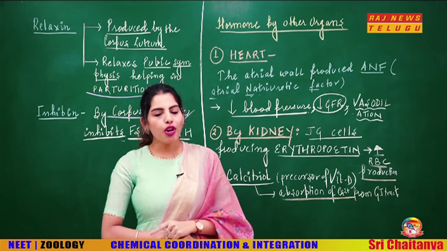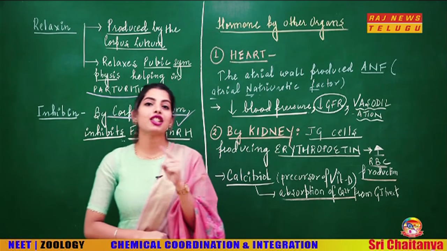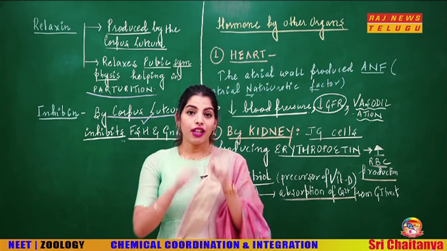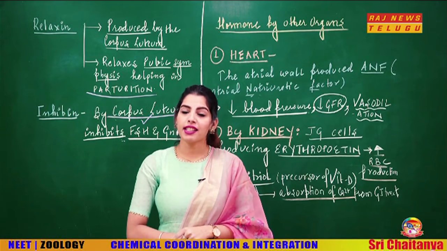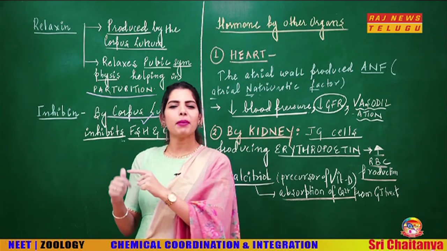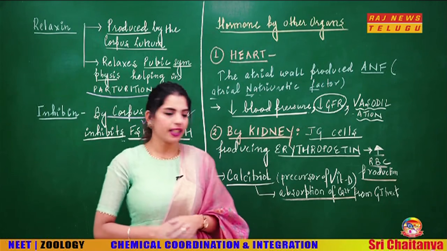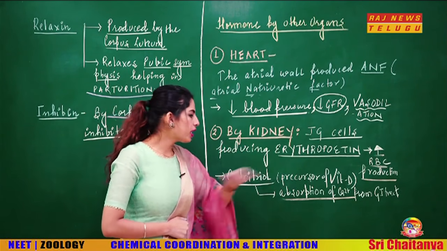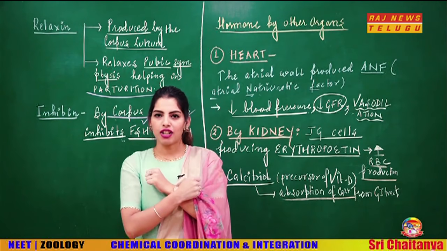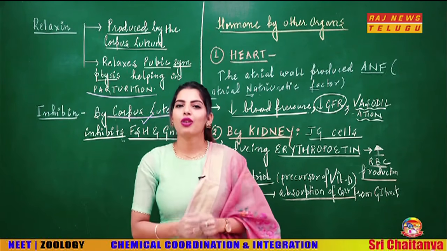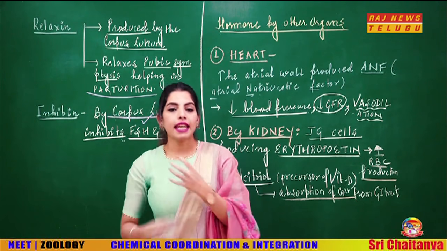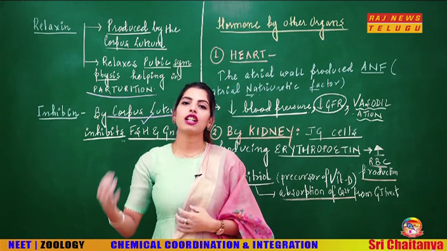Also, there is one more hormone, that is calcitriol, students. Do you remember calcitriol somewhere? We discussed in calcium homeostasis that calcitriol was helping in calcium homeostasis. Calcitriol, which is a precursor of vitamin D, is also helping in the absorption of calcium ions, and that's how it is very important in maintaining the high blood calcium level.